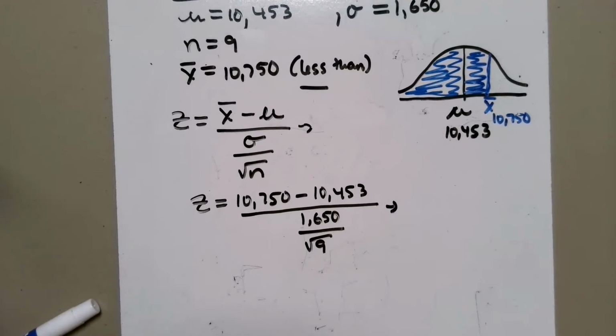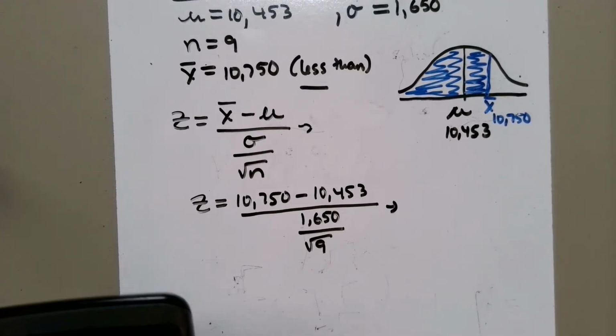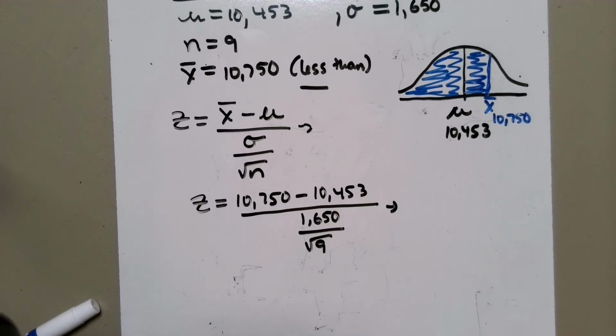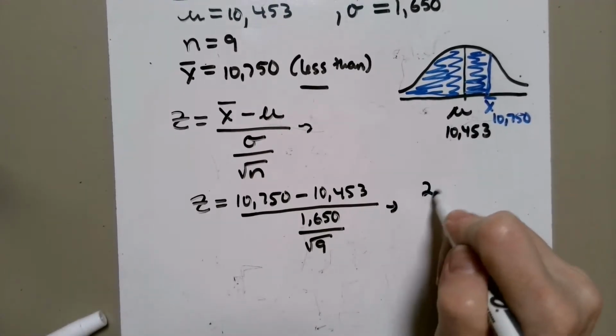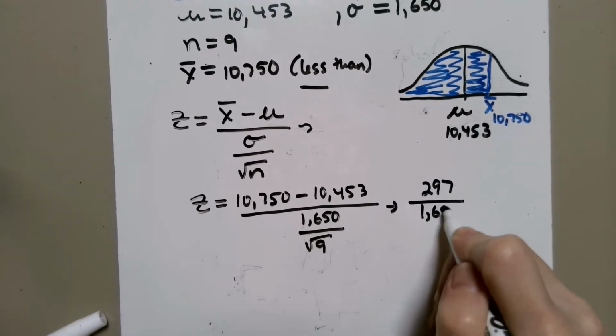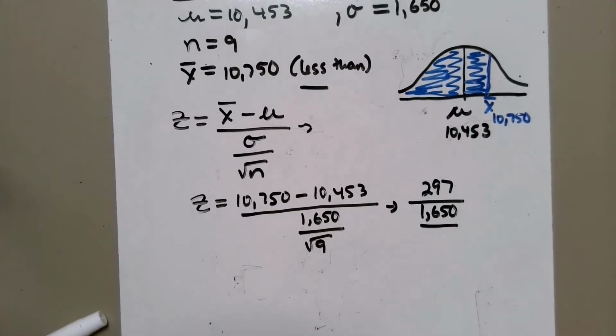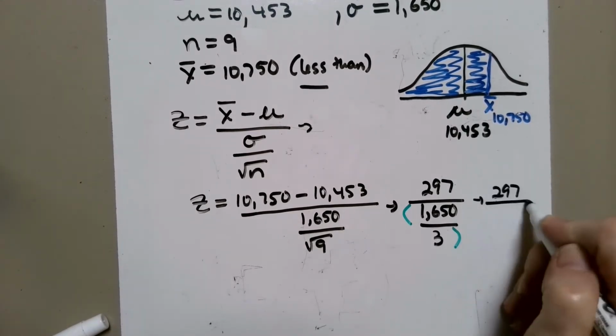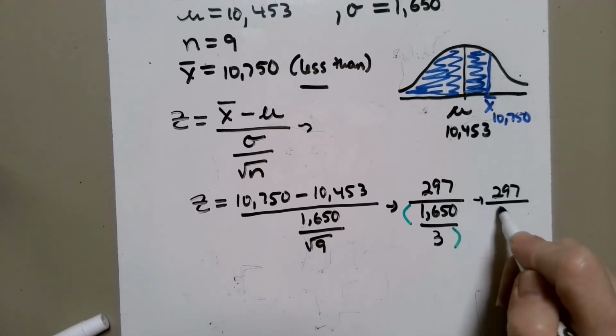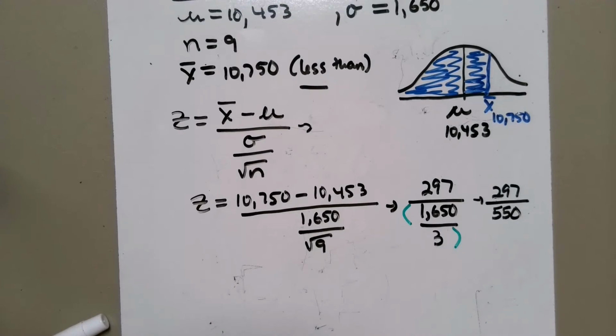So doing our subtraction in the numerator, 10,750 minus 10,453, we get 297 over 1,650 over the square root of 9. Now remember before when I said you have to use parentheses? That's important, but the square root of 9 we can actually figure out. That's 3. It comes out exactly. If you can make things easier on yourself with the calculations, I would do that. And I'm also going to check, does 1,650 divide evenly by 3? It actually does. So this would be next anyway because of the parentheses, and 1,650 divided by 3 is 550.